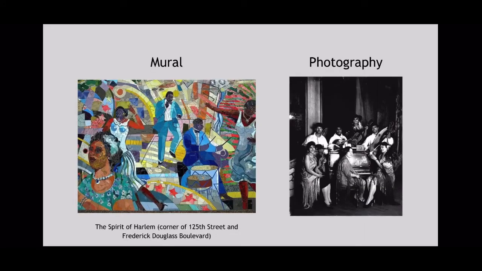Next, we have a mural. So murals were a lot less common, but at the same time, you can still see them around. This one is called The Spirit of Harlem. It's located at the corner of 125th Street and Frederick Douglass Boulevard. So I think this is a location we discussed in one of the first poems where we talked about different neighborhoods in Harlem. This was created in 2005, actually, and it's really colorful. Once again, you can see people dancing and making music.